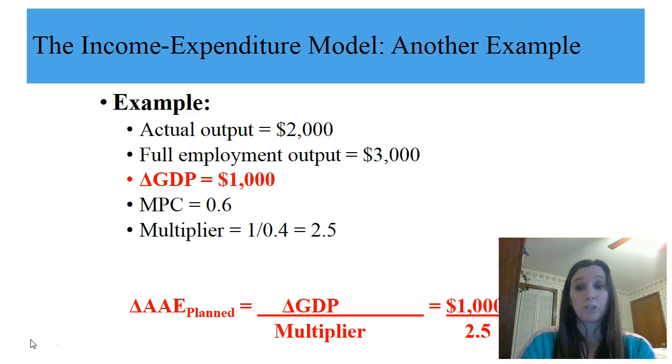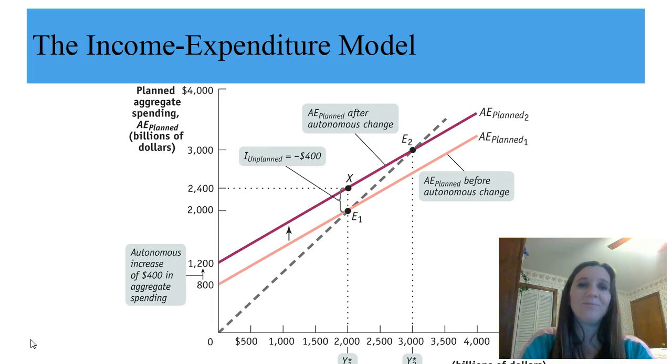So now my question to you would be, can you represent this on a graph? Of course we can. So beforehand, what we had was our $800 in autonomous spending. You can see that as the light pink line, your y-intercept. Now afterwards, the magenta line, we increase our autonomous spending by $400, giving us a y-intercept now of $1,200.